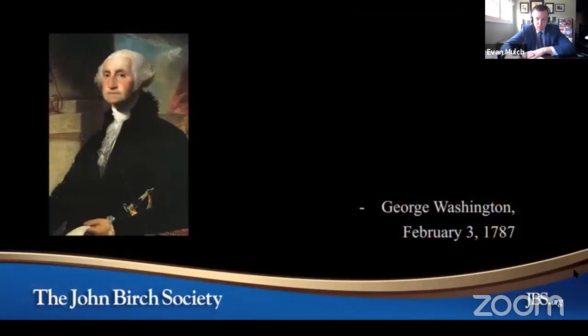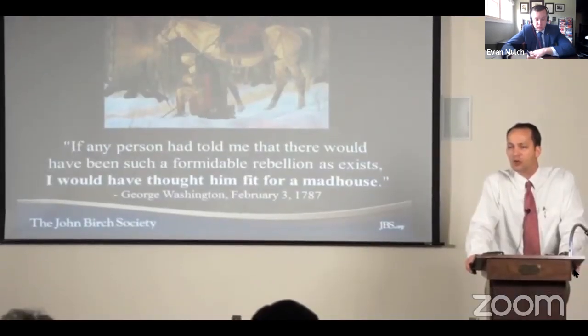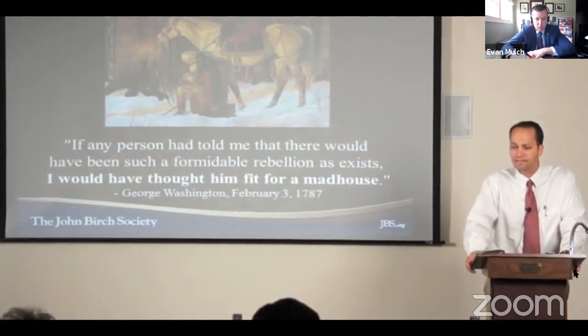Now, George Washington here starts us off with a great quote in 1787, prior to the Constitution Convention coming together. He says, "If any person had told me that there would have been such a formidable rebellion as exists, I would have thought him fit for a madhouse." What he's saying here is, if someone had told me ahead of time that once we won our independence from Great Britain, that we would have such chaos, I would have thought he was crazy. Surely it wouldn't be that bad, but it was.